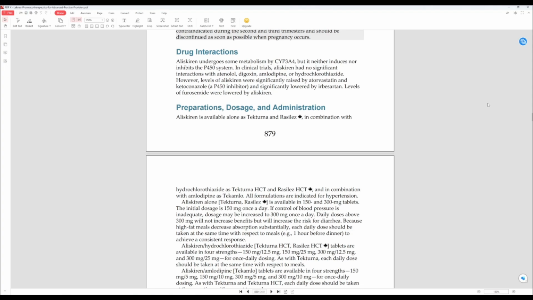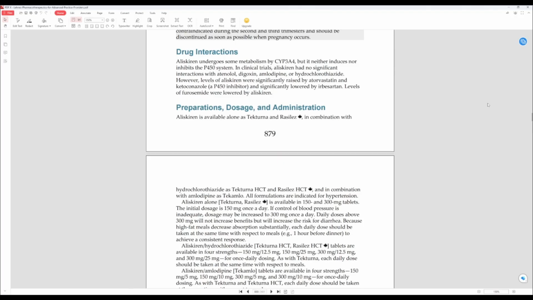Its drug interactions, therefore. Aliskiren undergoes some metabolism by CYP3A4, but it neither induces nor inhibits the P450 system. In clinical trials, aliskiren had no significant interactions with atenolol, digoxin, amlodipine, or hydrochlorothiazide. However, levels of aliskiren were significantly raised when using atorvastatin and ketoconazole, which is a P450 inhibitor, and significantly lowered by irbesartan. Levels of Lasix were also lowered by aliskiren.